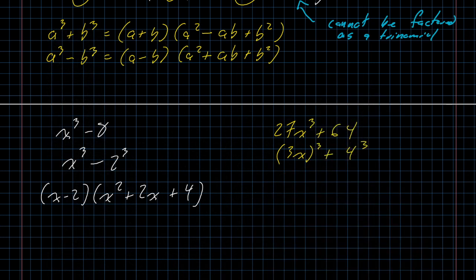Anyway, I now have this written as the sum of perfect cubes. I can use my sum of perfect cubes formula. It is going to be a, 3x, plus b, 4, times a squared. 3x, the whole thing squared, is 9 times x squared, minus a times b. 3x times 4 is 12x, and then plus b squared. 4 squared is 16.